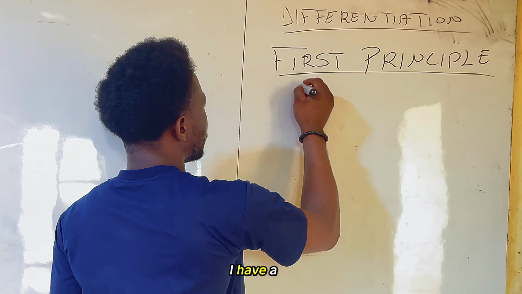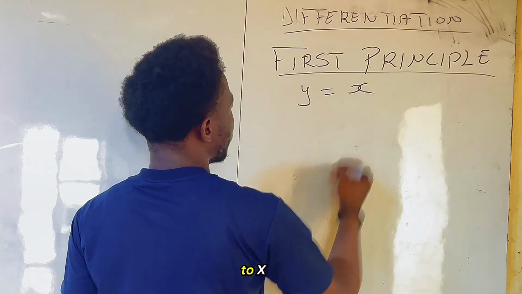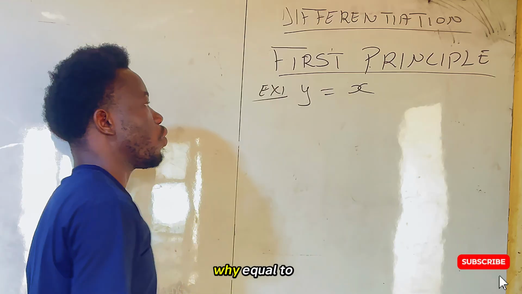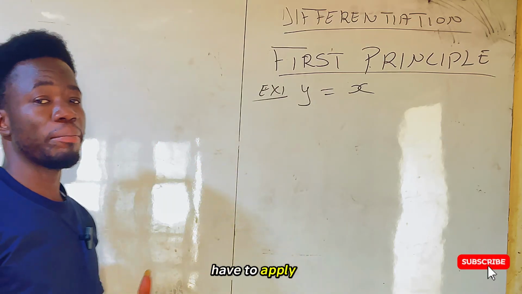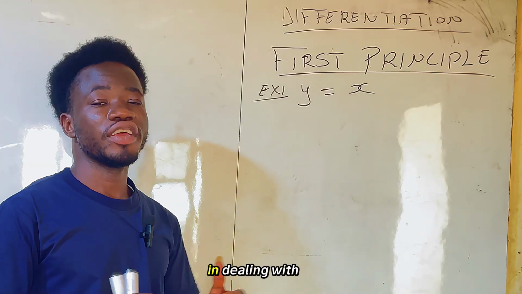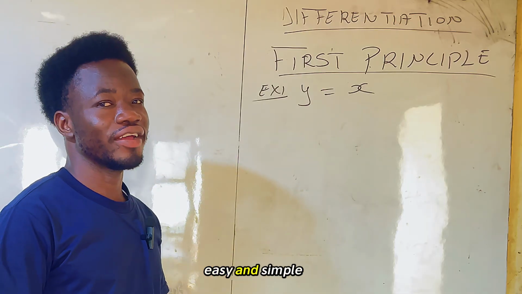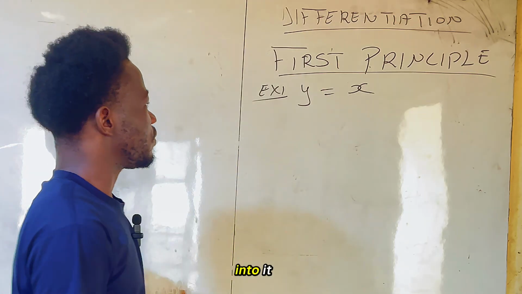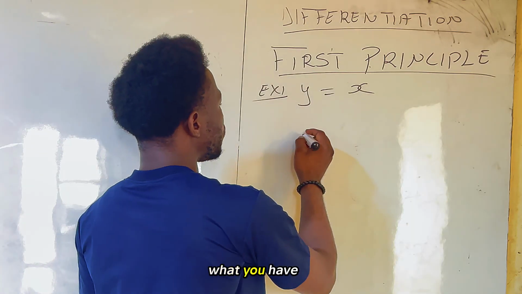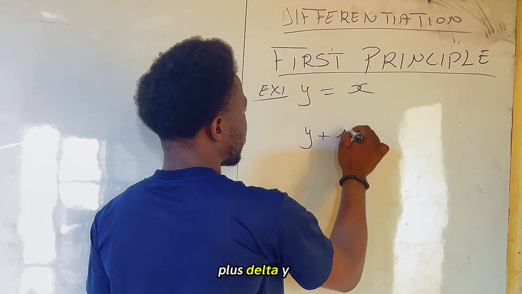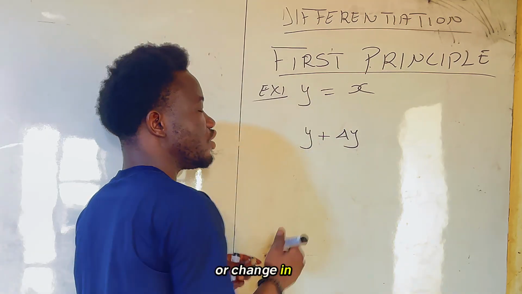I have a question: y equals x. So let's say this is example 1. y equals x, and let's apply the first principle in dealing with it. This is going to be easy and simple. Alright? Let's get into it. What you have to do is to take y plus delta y, or change in y.